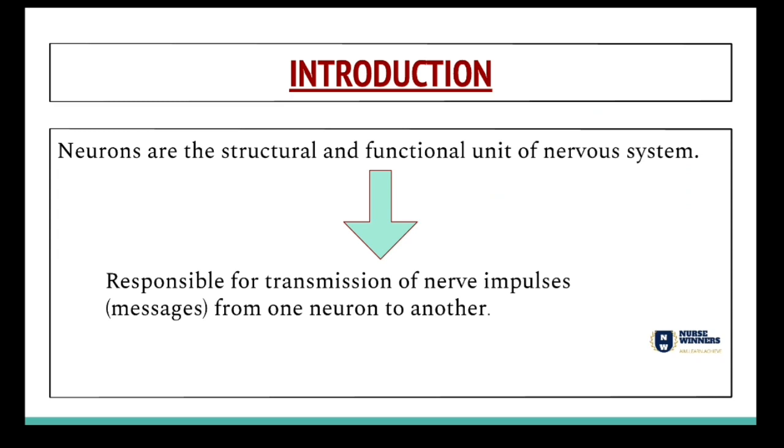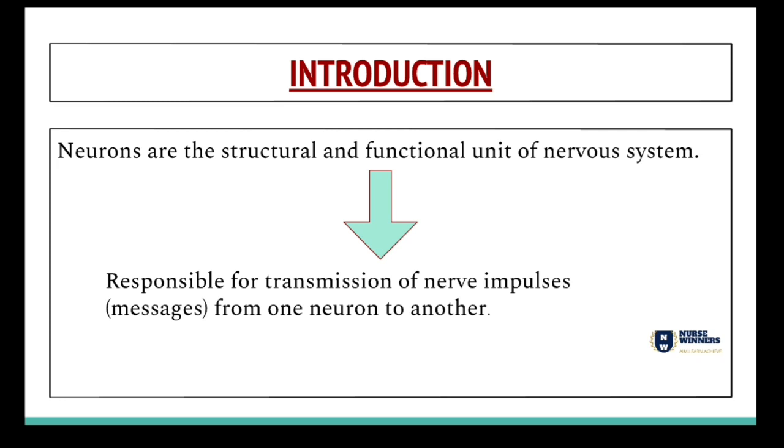So let's have a small introduction about what neurons are. Neurons are the structural and functional unit of the nervous system. When I say structural and functional unit, it means that for the whole nervous system to be functional, it is very essential that the neurons are functional. In case of any kind of alterations in the functions of a neuron, the whole nervous system function gets impaired.